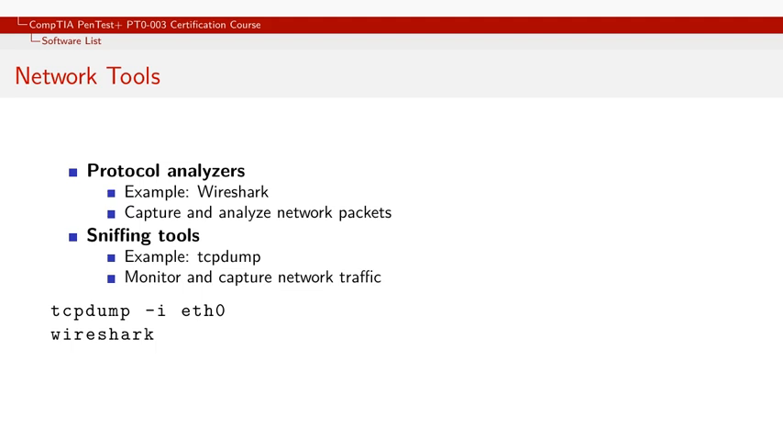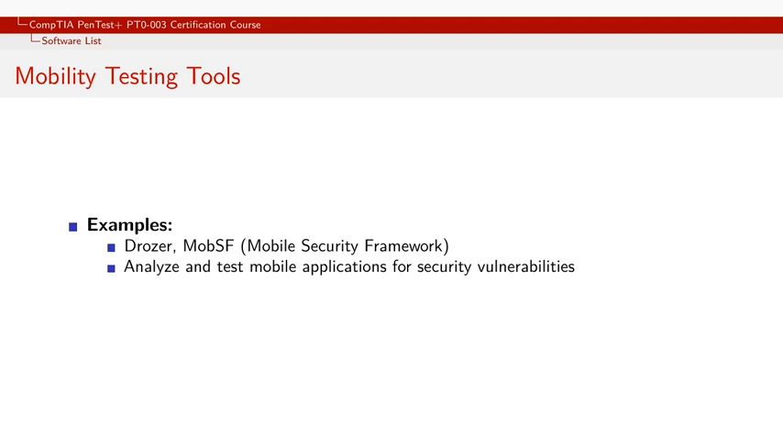Building on the previous discussion of network tools and protocol analyzers, let's now focus on mobility testing tools. These tools are crucial for analyzing and testing mobile applications for security vulnerabilities. Two key examples are Drozer and MobSF, which stands for Mobile Security Framework. Drozer allows you to audit the security of Android devices and applications, providing a comprehensive toolkit to interact with and manipulate these mobile environments.